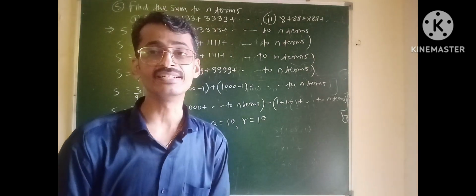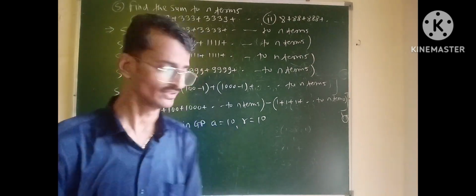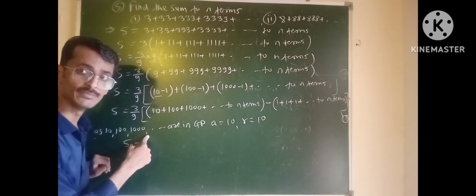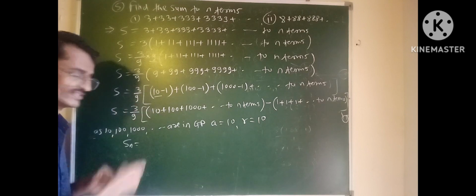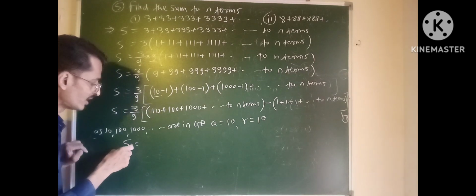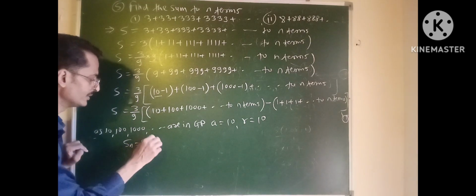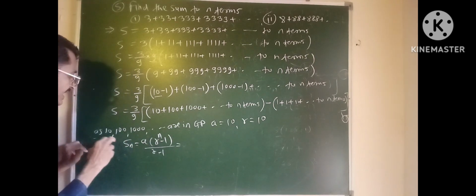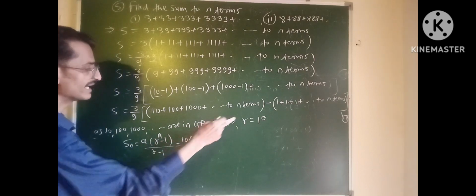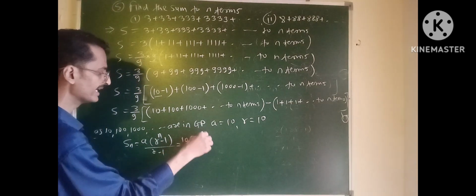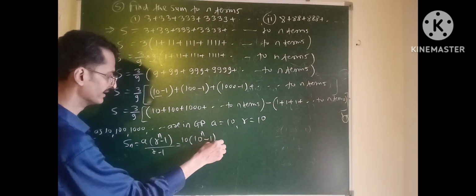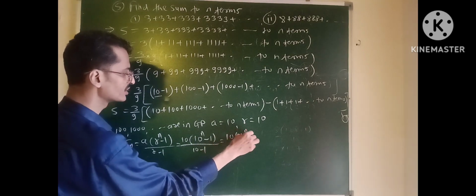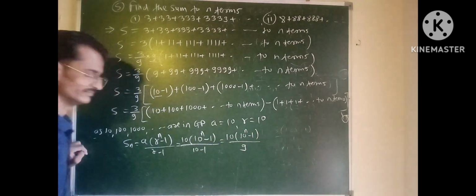And we know how to find the sum of n terms of a GP. Here the sum of n terms of this GP, call it Sn, is a into r raised to n minus 1 upon r minus 1. a is 10, r is 10, raised to n, minus 1 upon r minus 1. So 10 into 10 raised to n minus 1 upon 9.